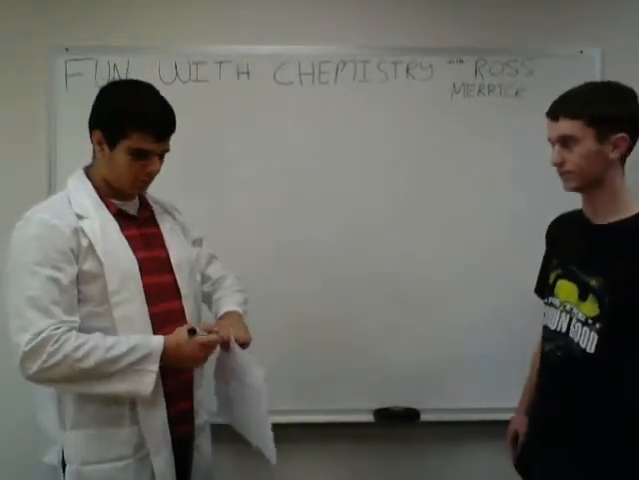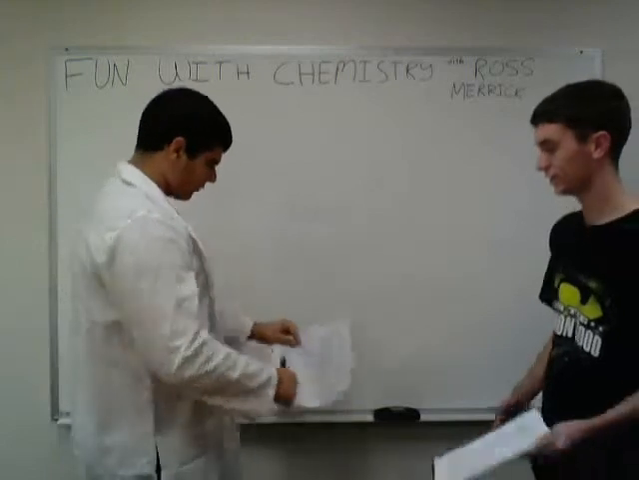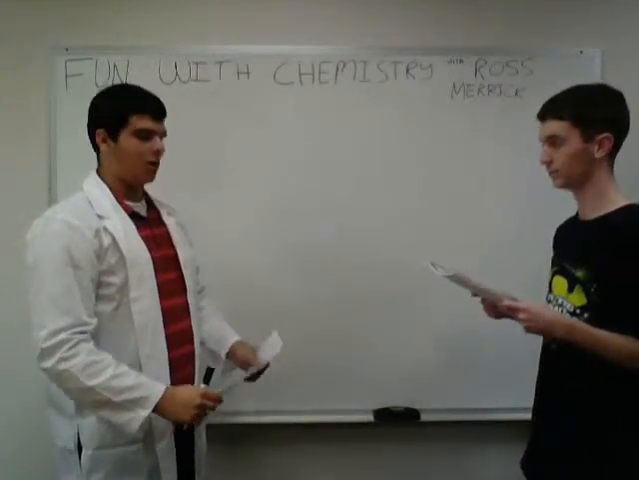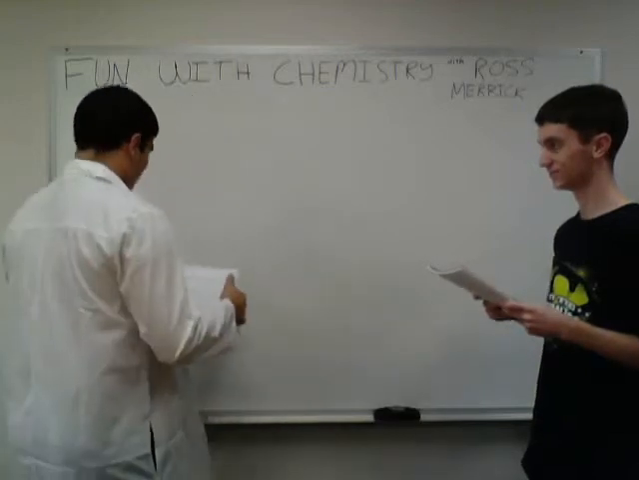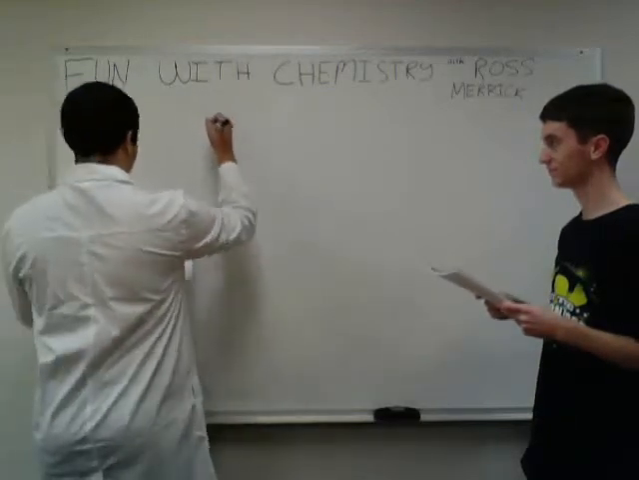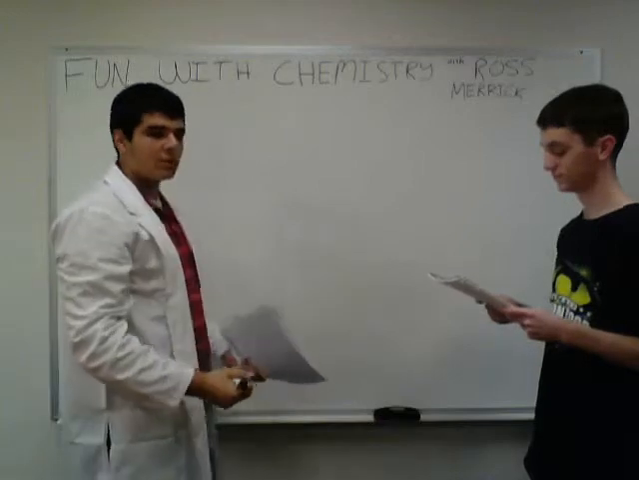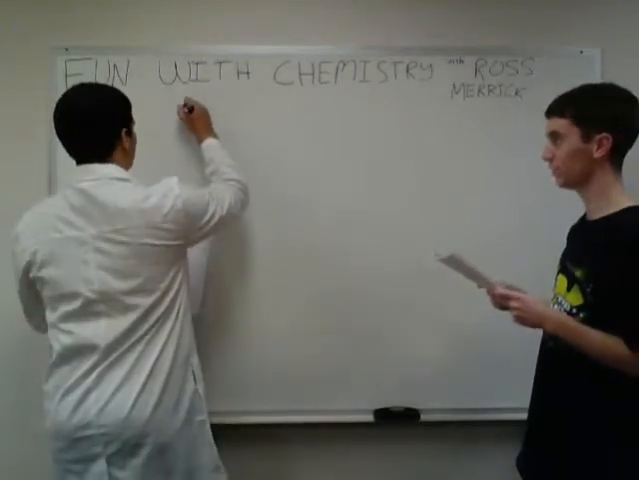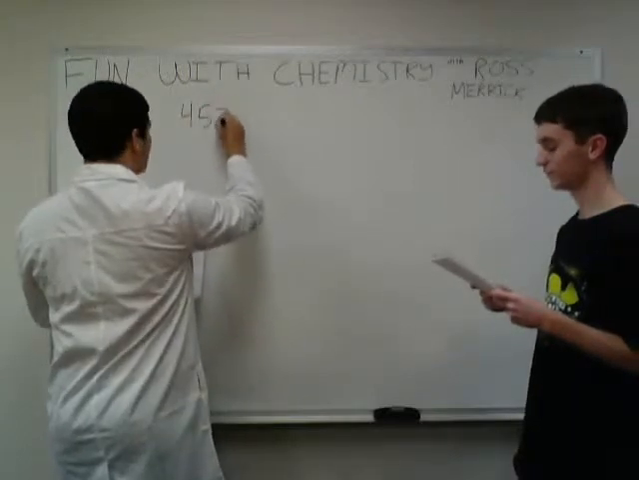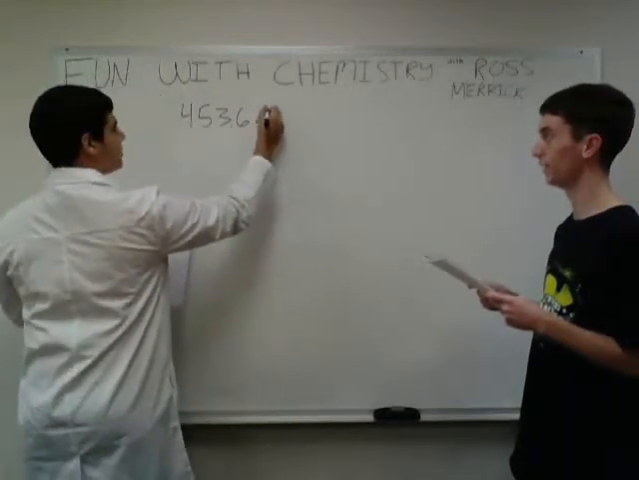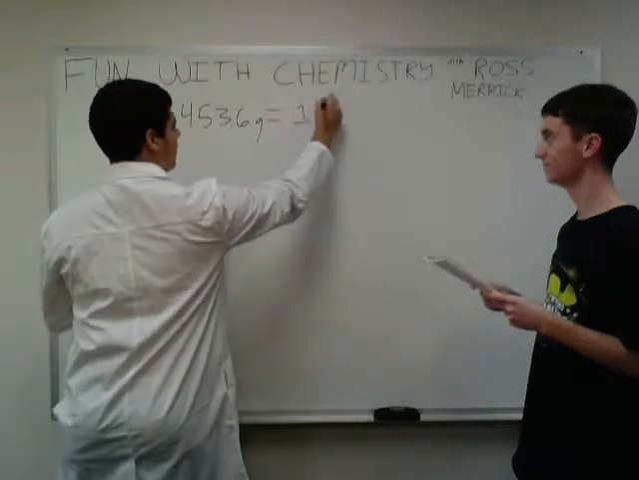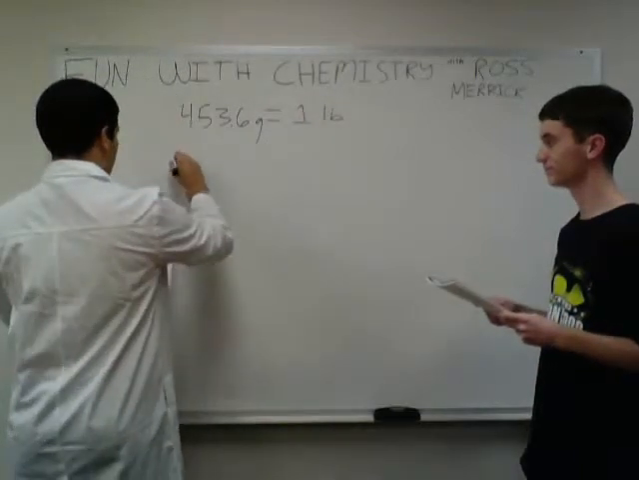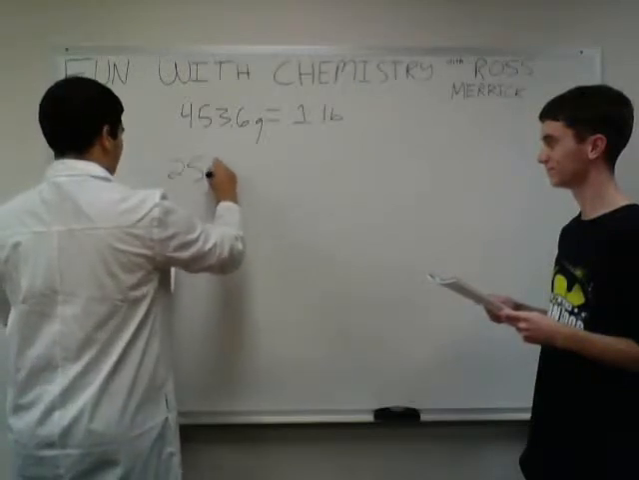So for our first problem, Ross, will you begin reading for me? Sure. How many grams are there in 25 pounds? Alright, well you see, to convert this, you must know the conversion factor for pounds to grams. Do we know what that is, Ross? I do. It is 453.6 grams is equivalent to 1 pound. Alright. So, let's start with 25 pounds that we must convert.